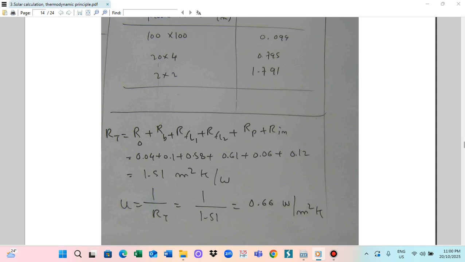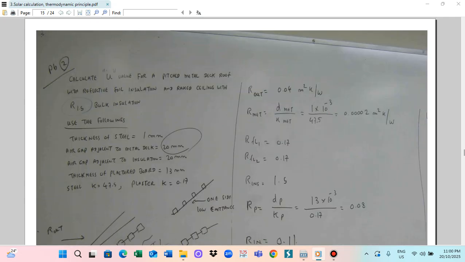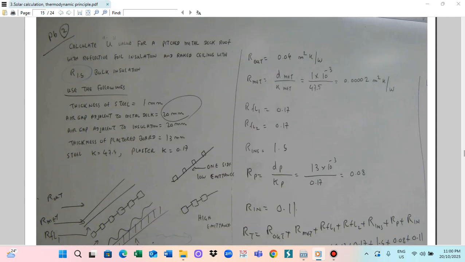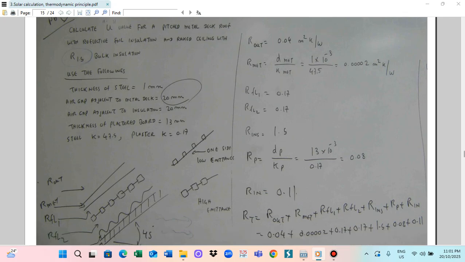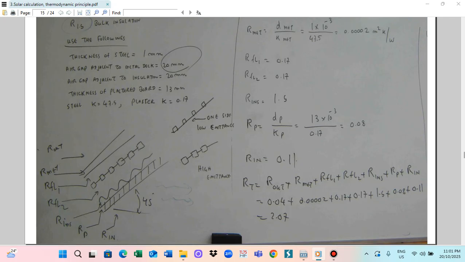This one we will calculate. So the product is outside. The insulation is outside. The system has metallic, RFL1, RFL2, insulation, R p and R in. So firstly we have to calculate the R out. Outside is where we stay. So resistance is 0.04 meter square Kelvin per watt.